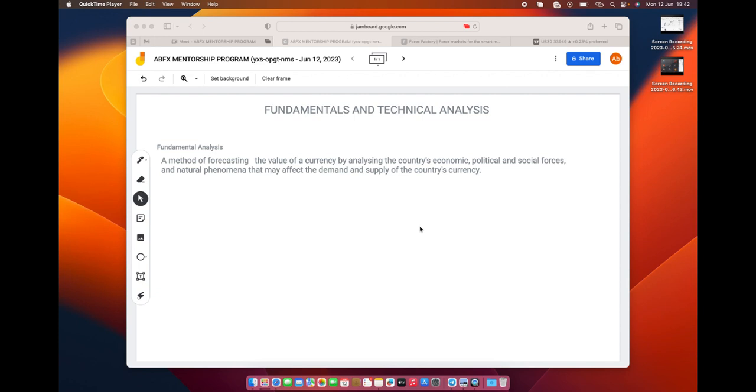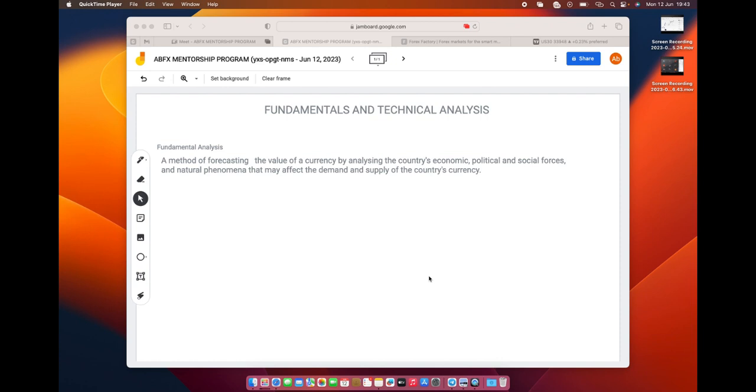It's a method of forecasting the value of a currency. So bear in mind that we are analyzing the value of a currency, right? We are forecasting the value of a currency before we actually make money from the market. So we forecast that the value of the currency is going to appreciate or depreciate against another currency. That's how you get to make money, right?